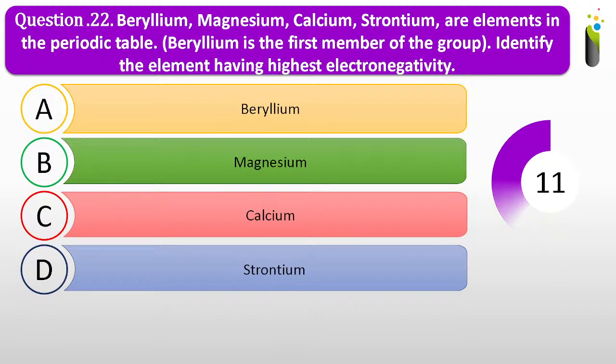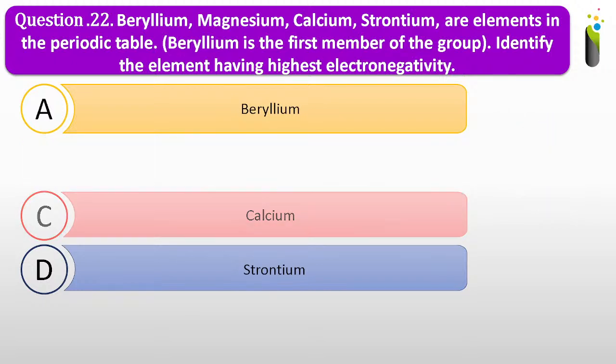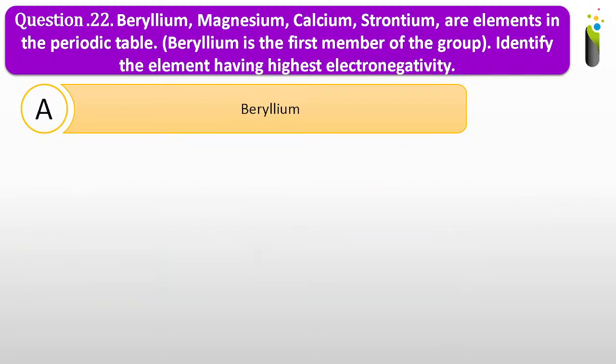So, what should be the answer for question number 22? Which among this is the one which has the highest electronegativity? And the correct answer for question number 22 is beryllium. Coming to the next question, number 23.